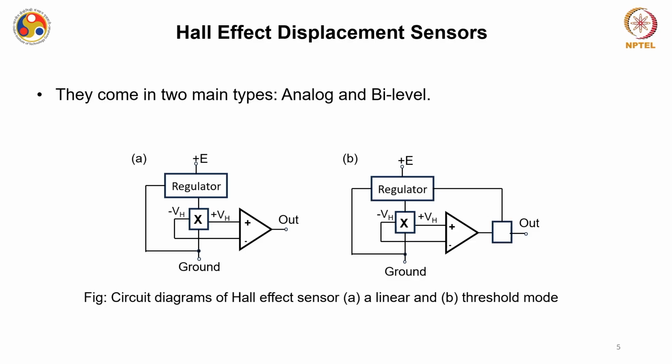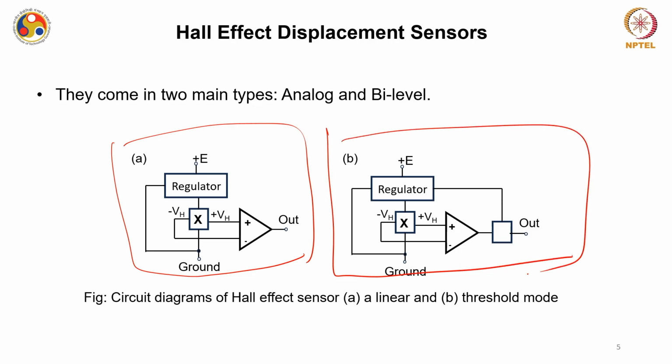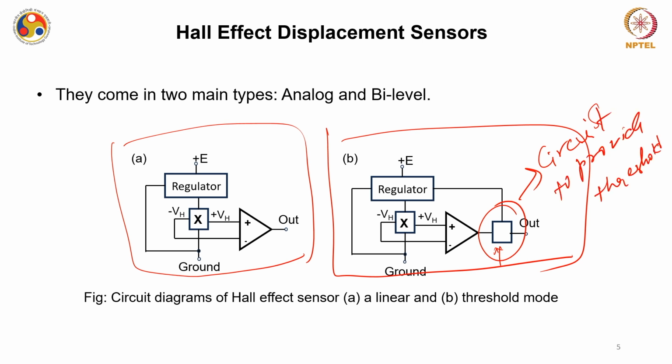So, this is the basic layout of an analog type Hall effect displacement sensor, and this is a bi-level sensor, or you can say the similar sensor working in a threshold mode. You have a circuit for providing the threshold. It can be a Schmitt trigger also. So, this is the circuit to provide the threshold. We will see how this is helpful in designing this Hall effect displacement sensor.